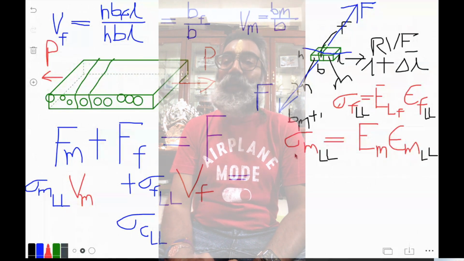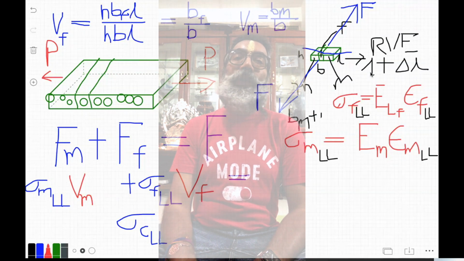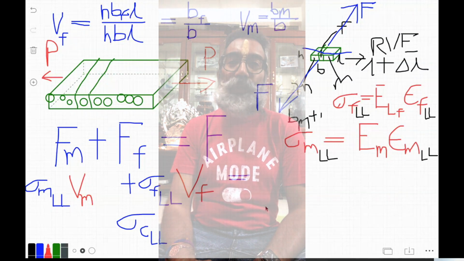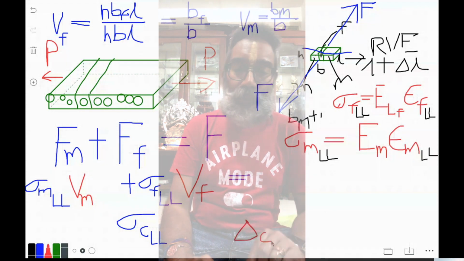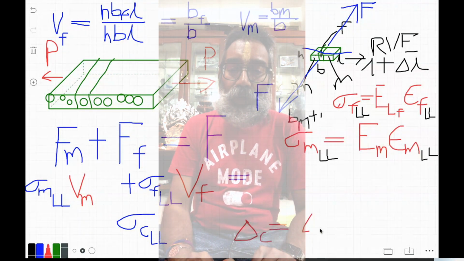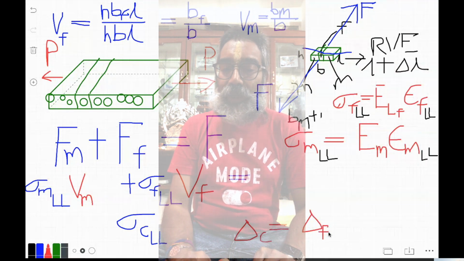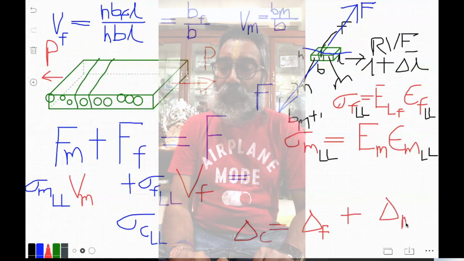So therefore delta, which was a constant in the first example where we were trying to calculate EL by applying the force F, now when we are applying the force P in the transverse direction, that is along the direction perpendicular to the fiber, which of course is an entire plane, but we are looking at one particular example of that, there the displacement is going to get added up. Delta of the composite is going to now be equal to the delta in the fiber plus the delta in the matrix.